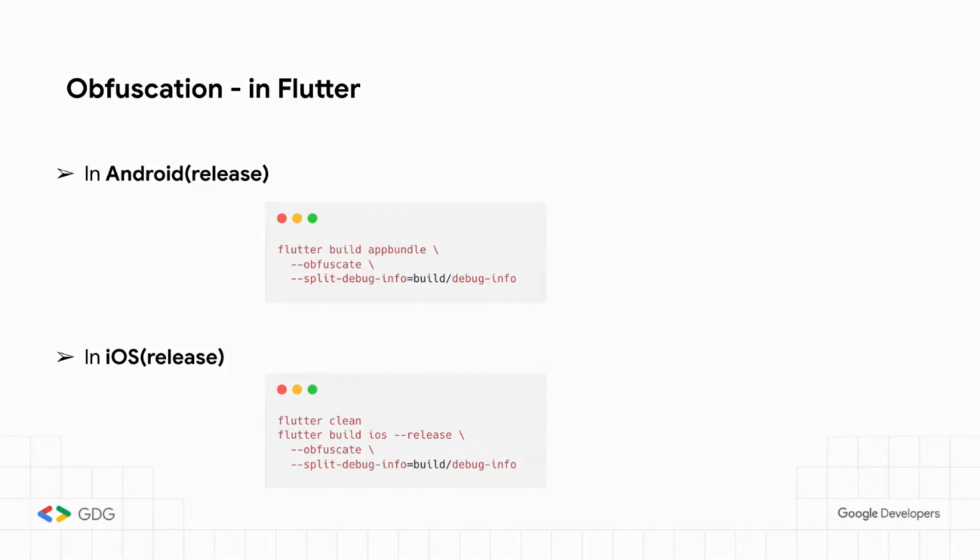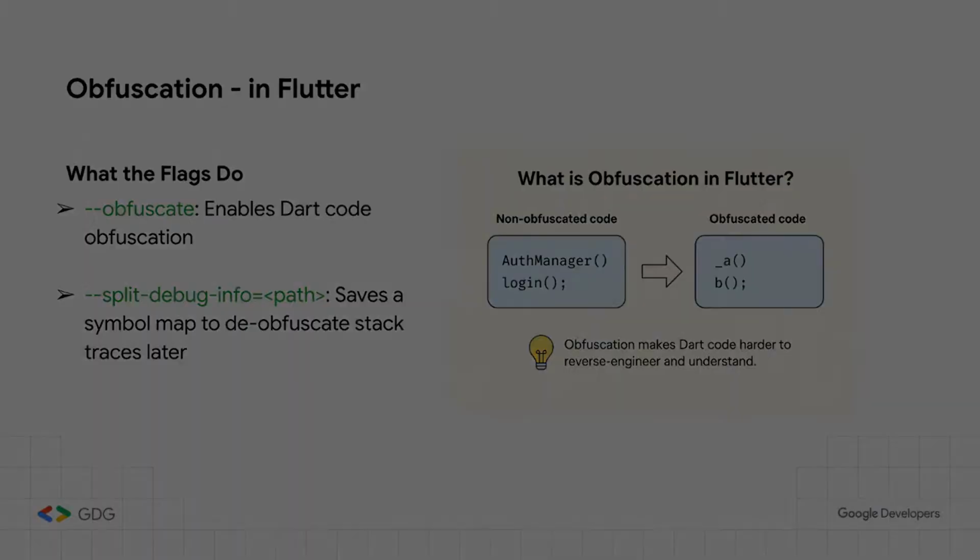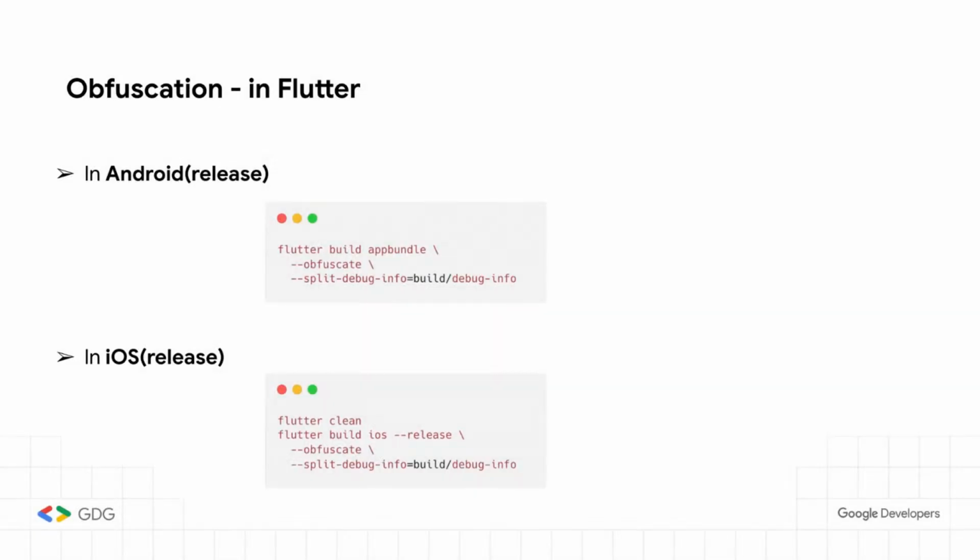Now let's see what this exactly means. What do the flags do there? Obfuscate obviously means it will obfuscate your Flutter project. The Dart code inside will be obfuscated, and split debug info means that it will save a symbol map to deobfuscate the stack traces later. So you can also deobfuscate the source code that has been built, and it is going to save the obfuscated source code in the path that we give here, which in this case is build hyphen debug info.